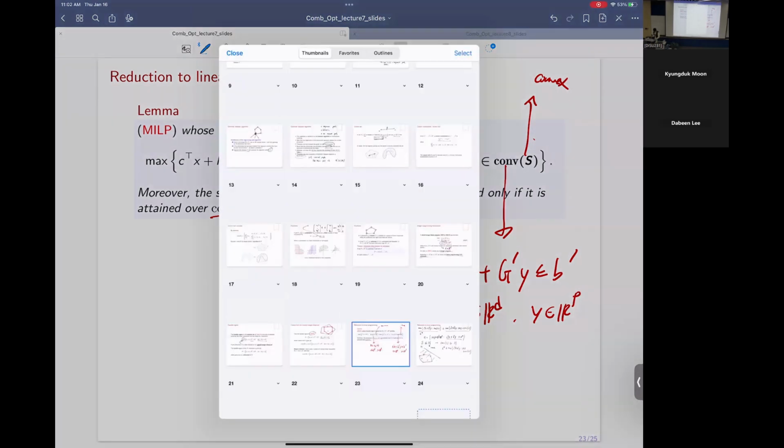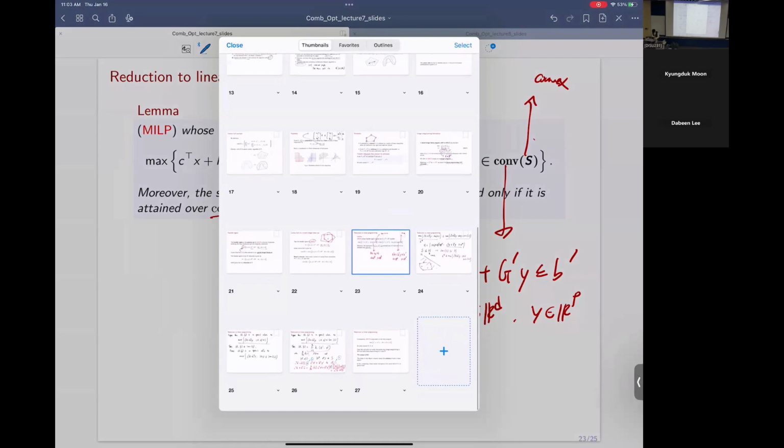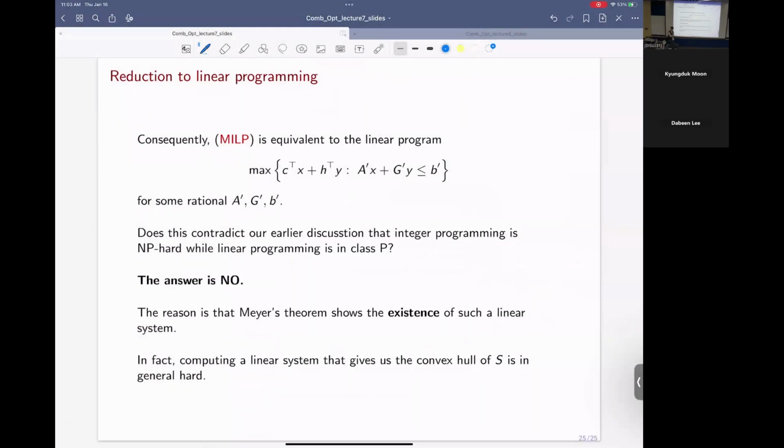Okay. So then, we know that an integer program is NP-hard to solve, but linear programming is polynomially solvable. What I'm saying is, an integer program is equivalent to a linear program, but somehow there's a complexity gap. Is there a contradiction here? Well, the answer is no, because there's still a part to convert an integer program to a linear program.